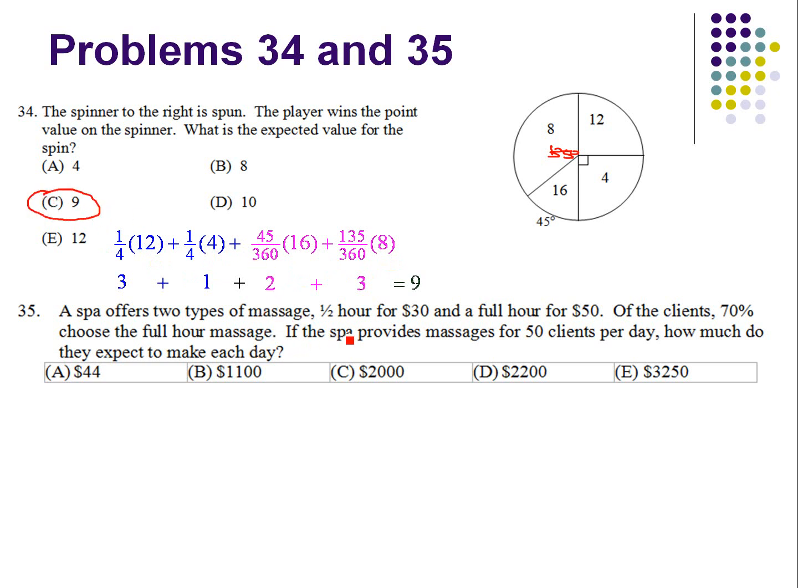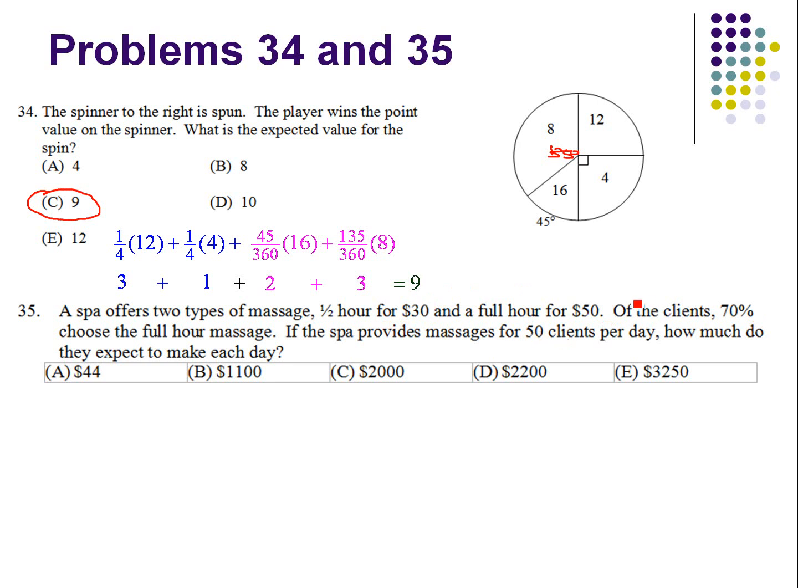Okay, this is a good real-life example. So a spa offers 2 types of massage. Half-hour massage for $30, full hour for $50. 70% of the clients take the full massage, which means 30% take the regular one. They do 50 clients per day.